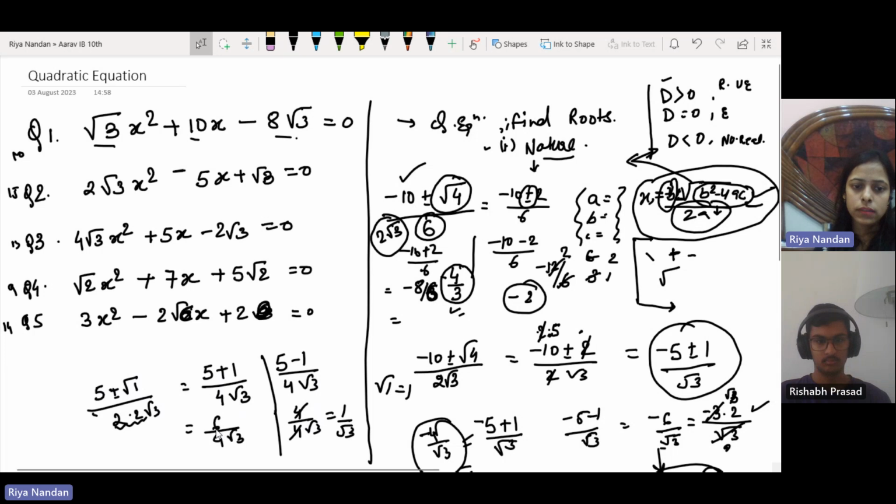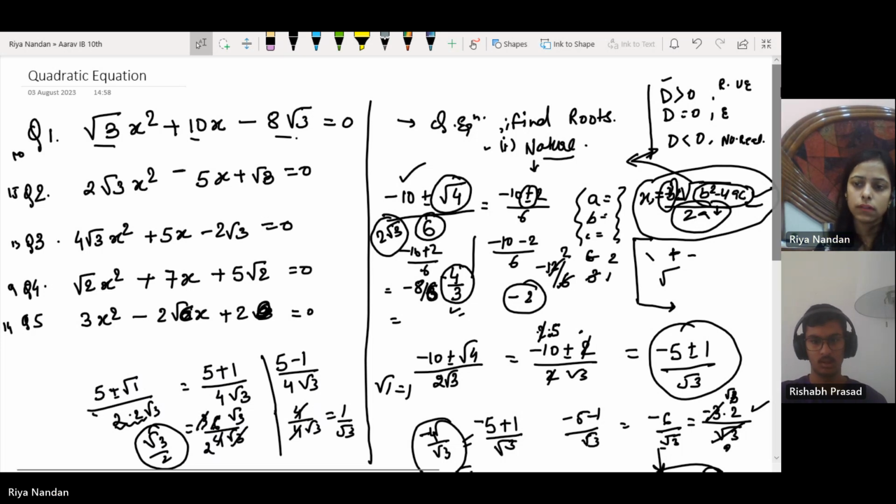And for this, we can cancel it out by 2. 2 twos are 4 and 2 threes are 6, right? Cancel. It now becomes 3 by 2 root 3. Once you cancel root 3, you are left with 1 times root 3. So the answer is root 3 by 2. Clear? You have to simplify it.